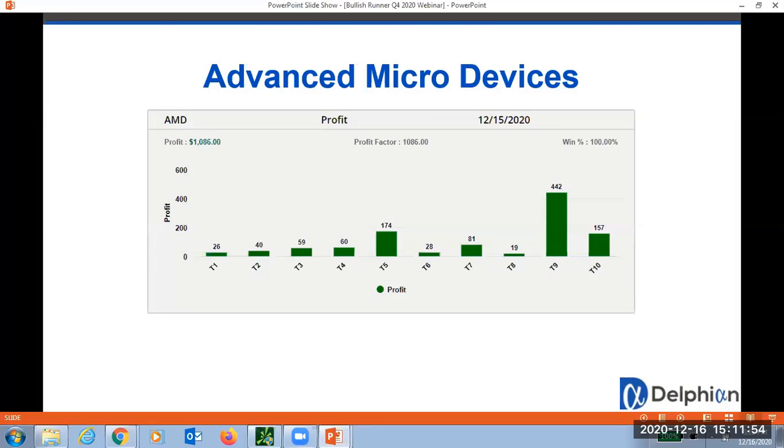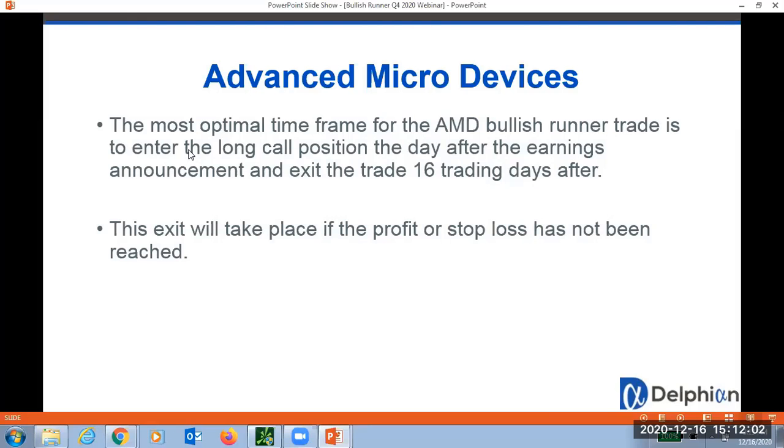100% win rate on AMD using the Bullish Runner strategy, 10.86 profit factor, and you can see the profit over time. The most optimal time frame for AMD in this Bullish Runner trade, when Josh did the backtesting and ran all the numbers, was to enter the long position after the earnings announcement, and then exit 16 trading days after.